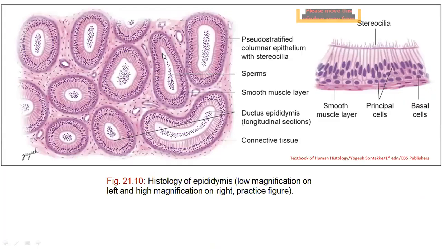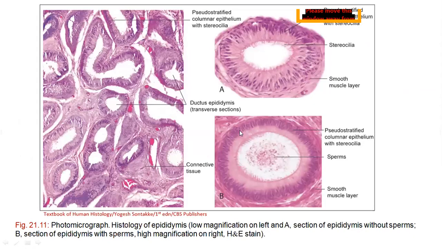Okay, so this is the cut section of epididymis. Here we are finding so many cross sections of ductus epididymis. In each ductus epididymis, you are finding pseudostratified epithelium where we have principal cells, basal cells, and here towards the base we also have the smooth muscle layer. The principal cells contain stereocilia. The lumen of the epididymis will contain sperms.